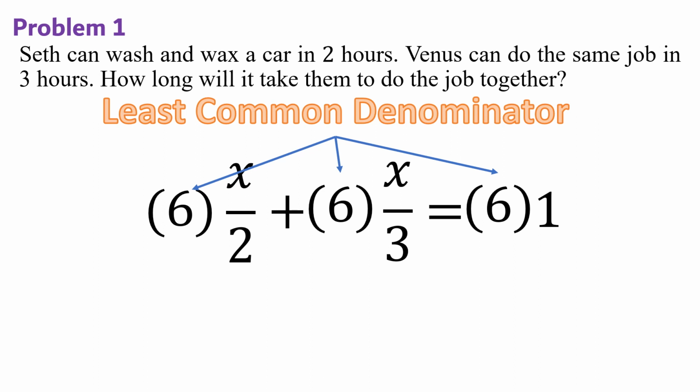Let's say 12. You can use 12. It will end up with the same answer, because 12 can be divided by 2, and it can be divided by 3. Although 12 is not the least common denominator, it is a common denominator. So what I'm saying is it's not strictly required to be the least common denominator. You can use other common denominators as long as they can be divided by the denominators.